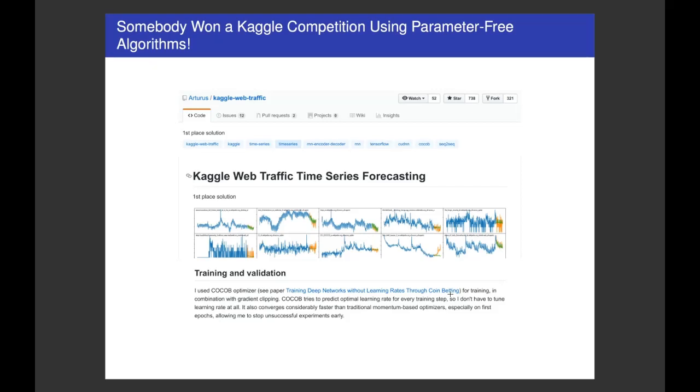Although all the experiments I'm going to be showing you here were run by either Francesco or me, you don't have to take our word for it that this algorithm is good. So here are other people. For example, one person has won a Kaggle competition using some of these parameter-free algorithms. They used the COCOB parameter-free algorithm to train some deep learning models to achieve very good results without having to tune their learning rates. This, of course, provides some foreshadowing of the fact that we will be able to see some good results later on deep learning.